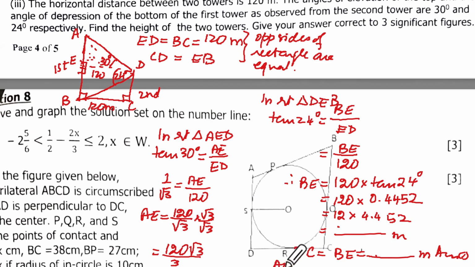And then if I want AB, what will I write? It will be AE plus BE. That means it is 40 root 3. So you will have to sit and multiply this also, plus this BE. So there are two calculations here. This calculation here and this also you will have to calculate.